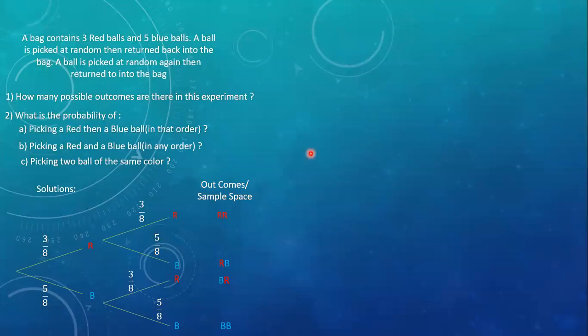Hello, everyone. Welcome to another lesson on probability. In this lesson, I will be discussing questions that need tree diagrams. So let's go ahead and look at the question that we have.